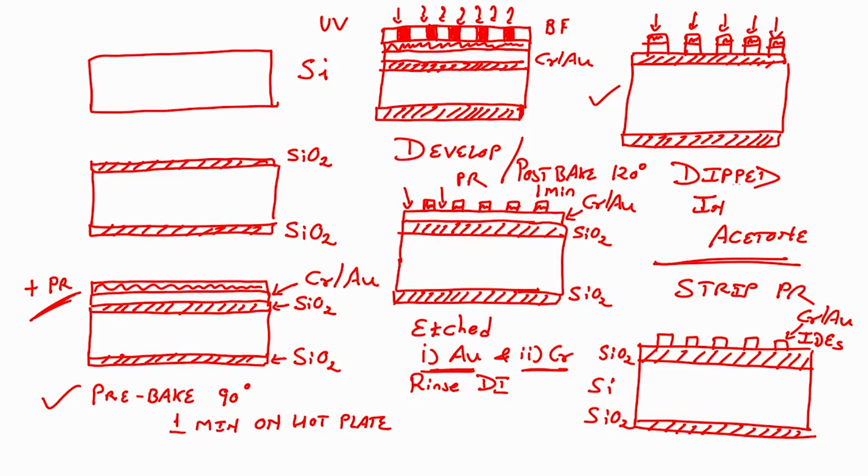After this, we have removed the photoresist by dipping the wafer in acetone, and when you dip the wafer in acetone, the PR will be stripped, and then we will have an oxidized silicon wafer with interdigitated electrodes. Now, once you have this oxidized silicon wafer with interdigitated electrodes, let us just draw in the next slide.